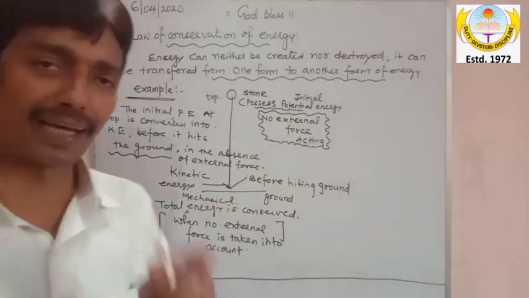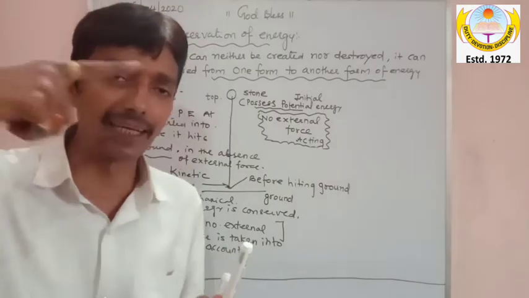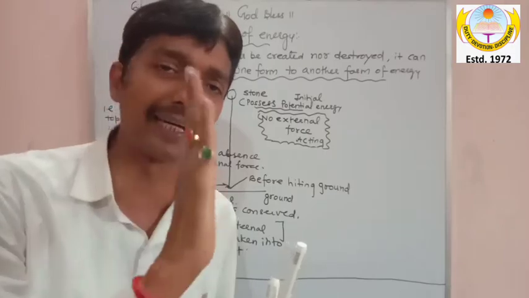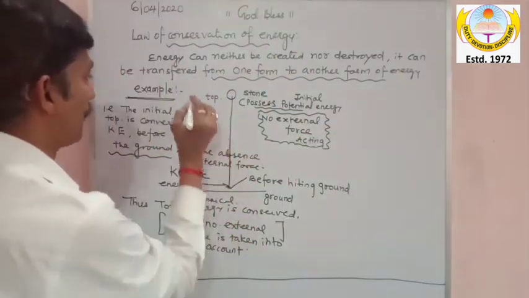So my dear, one example I have given: if there is a stone and if there is no air offering any resistance on the stone, suppose air did not apply any external force, then the stone will come directly down. This is called free fall.